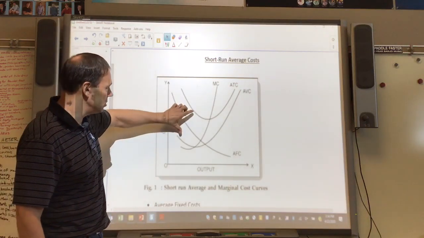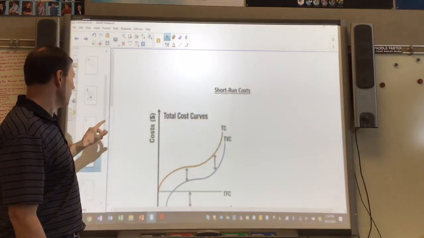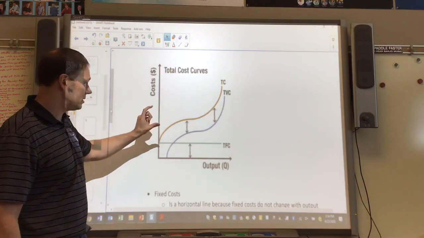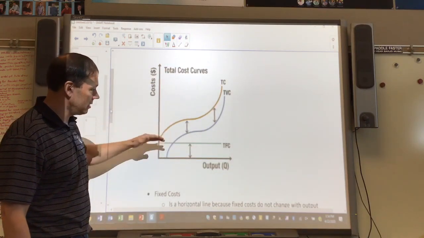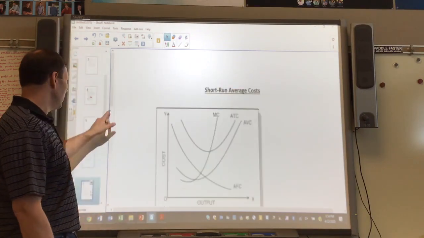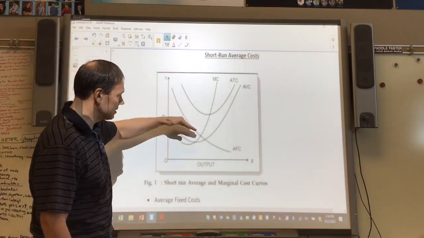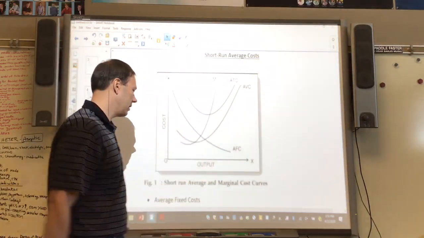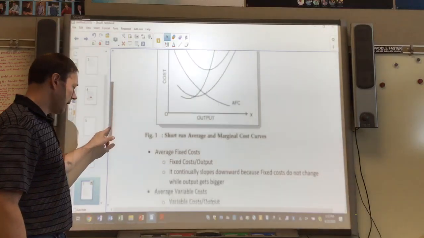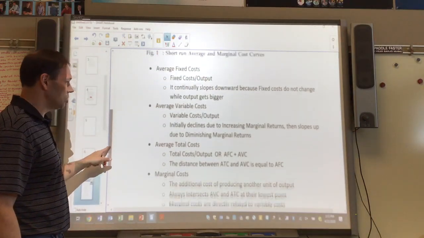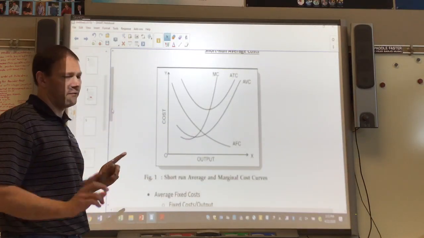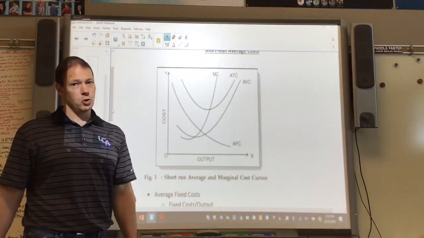Whereas up here, the distance between them is equal to fixed cost, but it's constant because this doesn't change. Down here with the averages, your average fixed cost is getting smaller and smaller, as is the gap between them. Okay, now we added this additional wrinkle on here, a very important curve, your marginal cost curve.